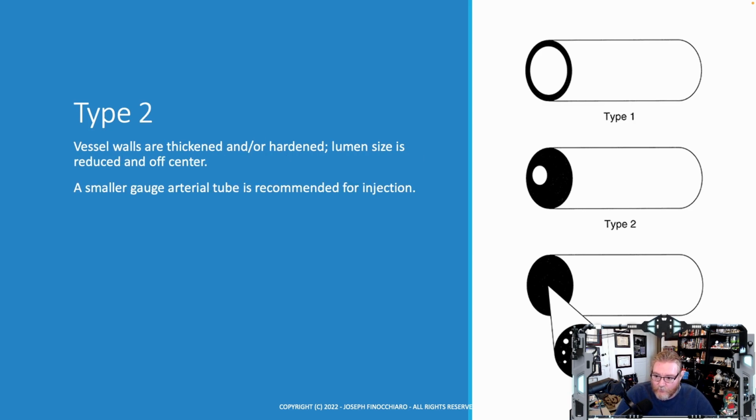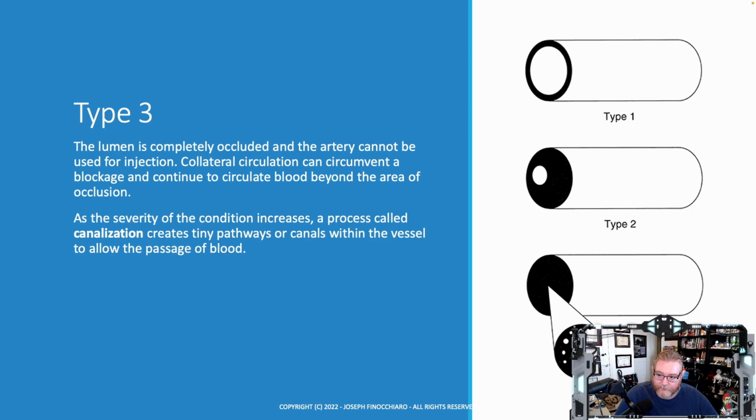Type 2 vessel walls are thickened and or hardened. The lumen size is reduced and off-center. A smaller gauge arterial tube is recommended for injection. So type 2, we have the first real blocking of the artery. And finally, type 3, the lumen is completely occluded and the artery cannot be used for injection.